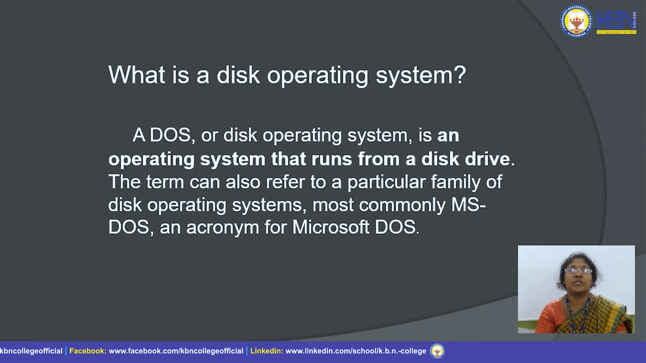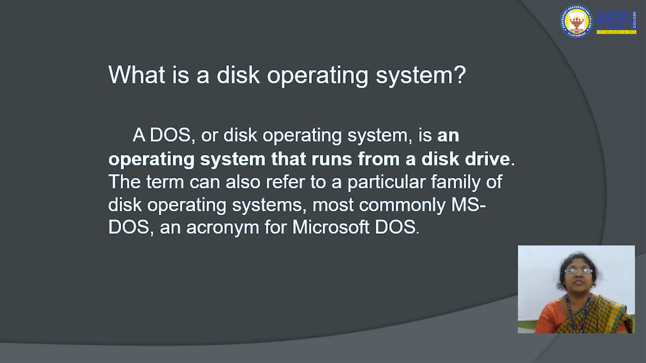What is a disk operating system? Simply we call it DOS. What is the meaning of DOS? Disk operating system. The disk operating system is the main part of the operating system, and it is an operating system that runs from the disk drive. The term can also refer to a particular family of disk operating systems, most commonly MS-DOS and the Microsoft DOS family.